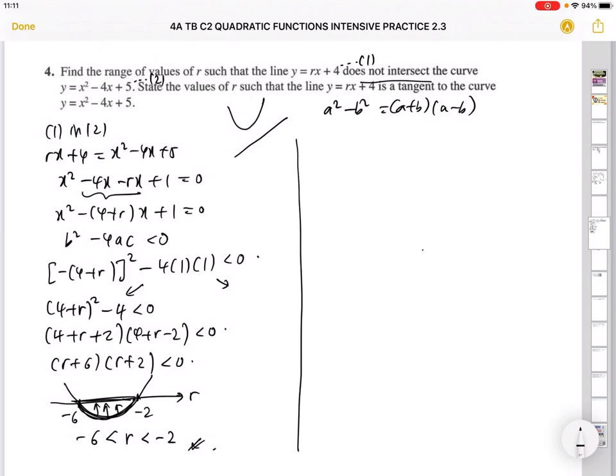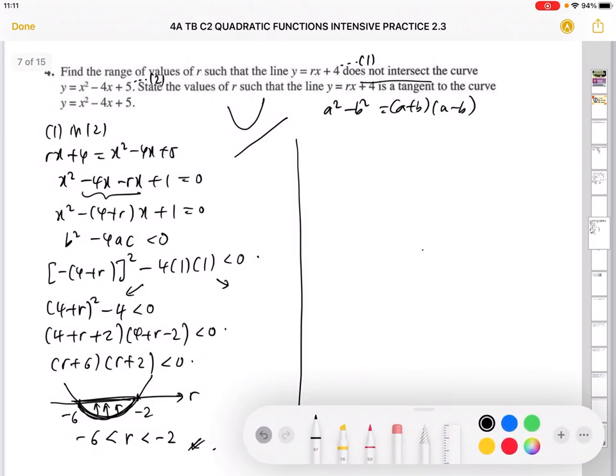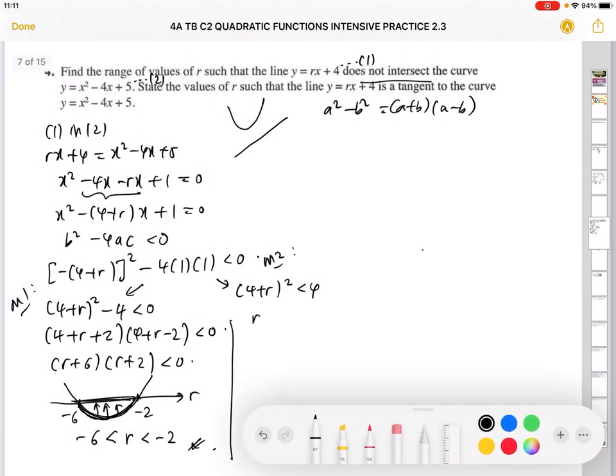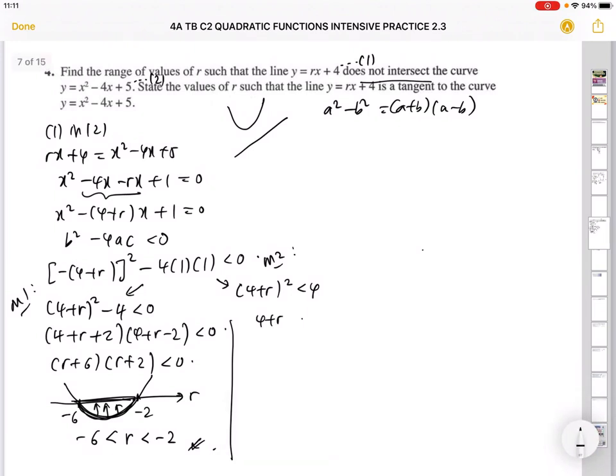Oh, sorry, I need to show you the second method. This is method 1, and the second method is this, method 2. I'm just going to bring the 4 over. Yeah, we can square root both sides. So when you square root both sides, you need to plus minus the negative 1 and the positive 1. The negative 1, we change the symbol. The positive 1, we maintain the symbol.